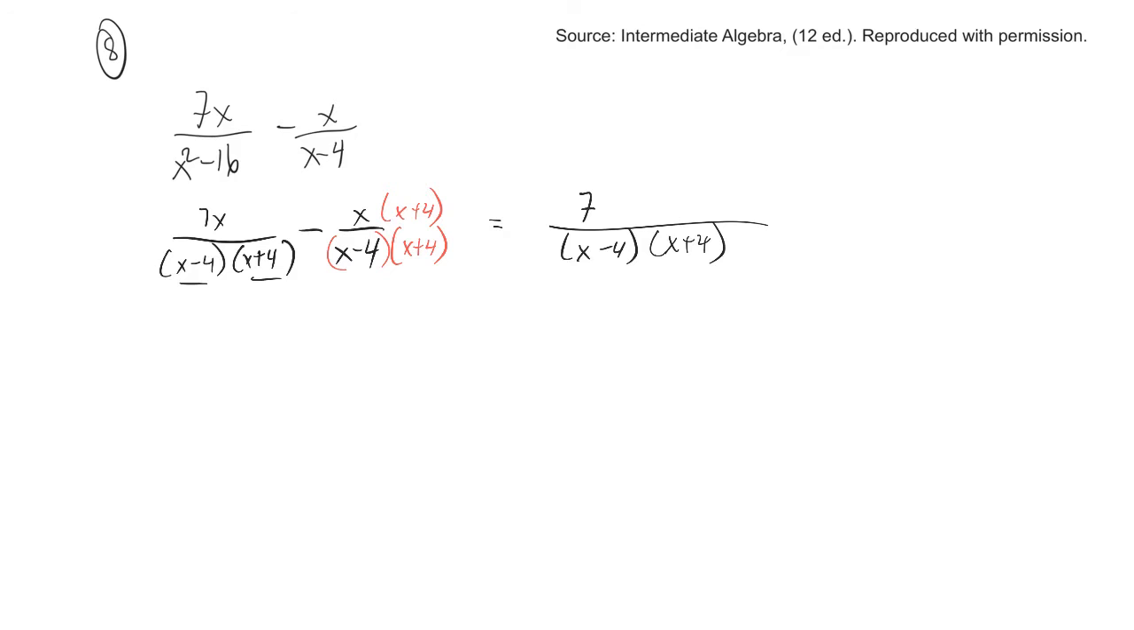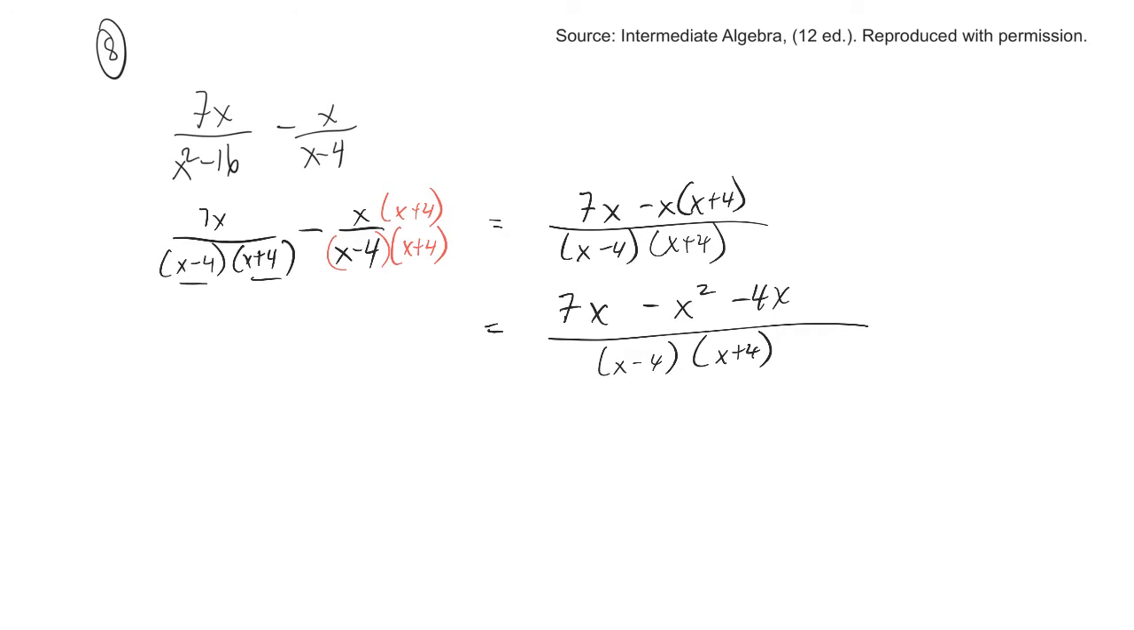And then on the top, I'll have 7x minus x times x plus 4. Okay, and then on the top there, I think I can simplify that. So it'll be 7x minus x squared minus 4x all over the common denominator. And then simplifying, I'd get negative x squared plus 3x over x minus 4, x plus 4. I'm going to show you how to start with that one.